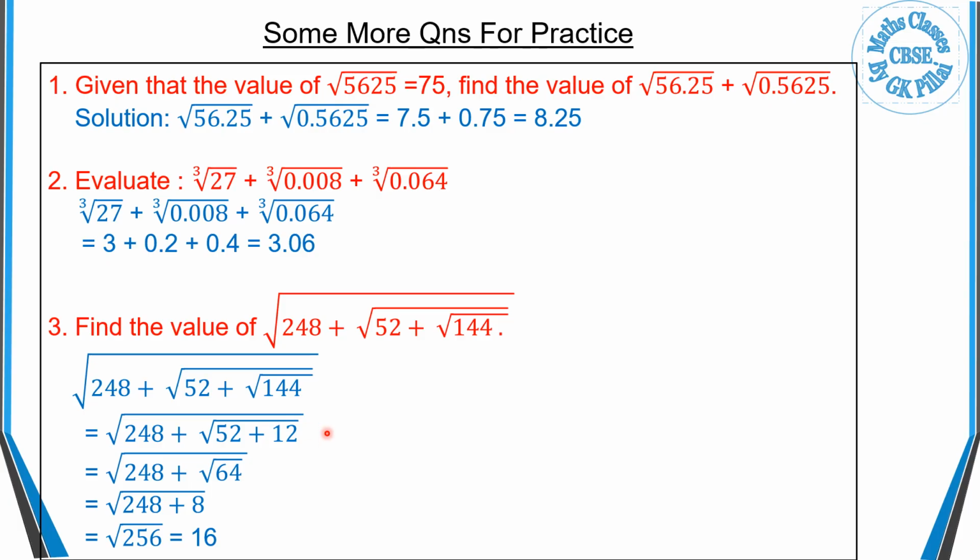See, there is a question like this. Find the value of this. There is a square root here, another square root here, another square root. The third one will be a perfect square. 144, the square root is 12. Now within this under root, you write 52 plus 12, 64, and the square root of 64 will be 8. Now you add 8 with 248, you will get 256. This is a perfect square number, 16. So the value of this one is 16. How we could find this one, you should definitely work out and try to understand.